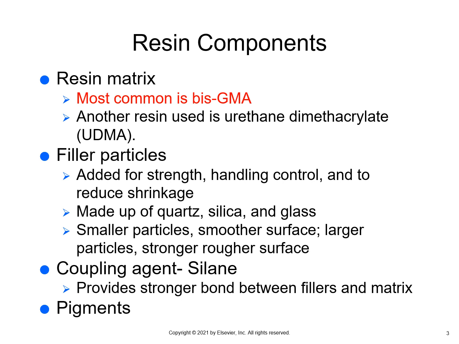The resin matrix is most commonly bis-GMA. There's another resin used called urethane dimethacrylate, but the bis-GMA is the most commonly used in our resin fillings. The filler particles that I mentioned are usually added for strength and handling control and to help reduce the shrinkage as the material cures. These particles are typically made of quartz, silica, or glass.